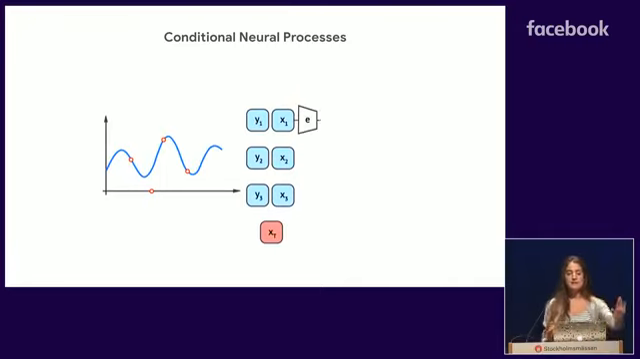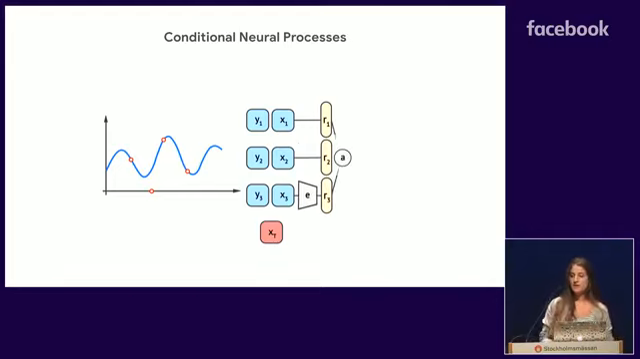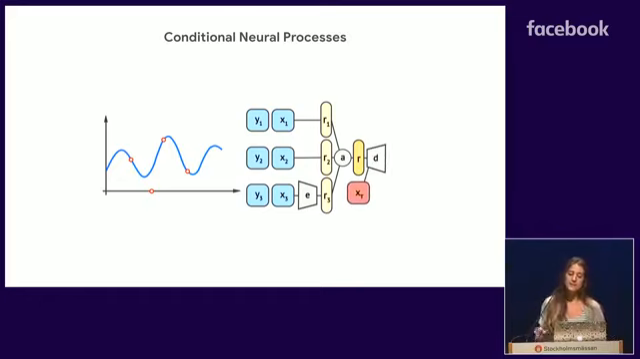What we're going to do is take those pairs of coordinates and pass them individually through an encoder to obtain these individual representations r. We're going to aggregate all of these representations together to obtain our main representation R. Now R is going to capture all the information we have about the current function given the observations. We can use R in combination with our target, pass it through a decoder, and this decoder is going to output a mean prediction as well as a measure of its uncertainty over this mean prediction.